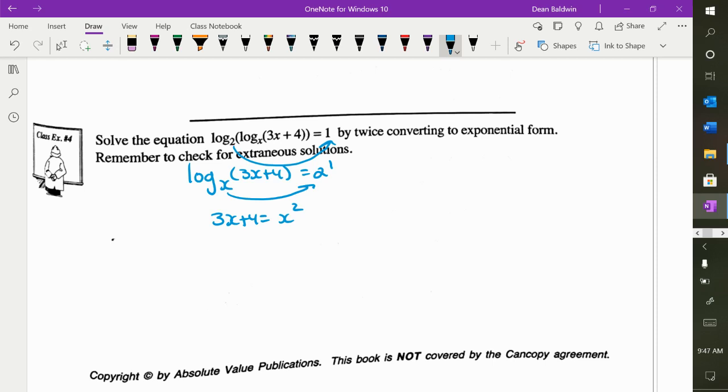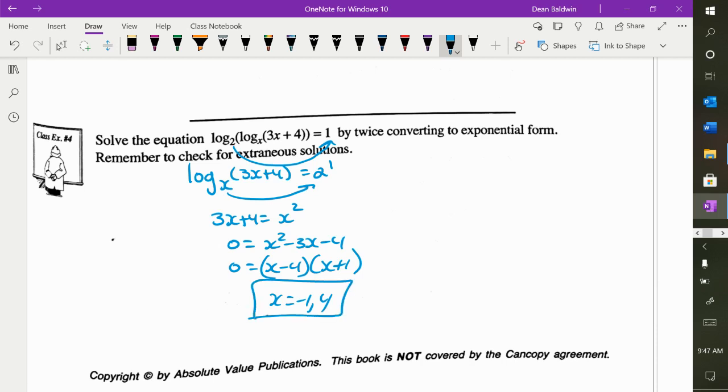All right. What type of equation is this? Quadratic. How do you solve quadratics? Get everything to one side and set it equal to 0 and factor. So I get x minus 4, x plus 1. What does x equal? -1 and 4.